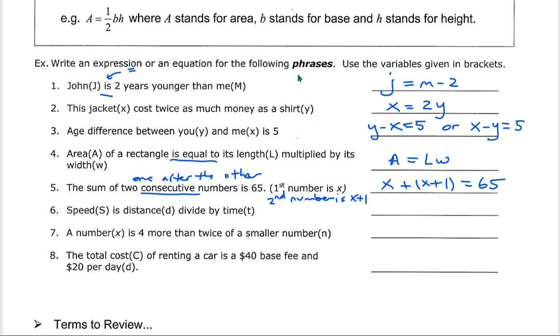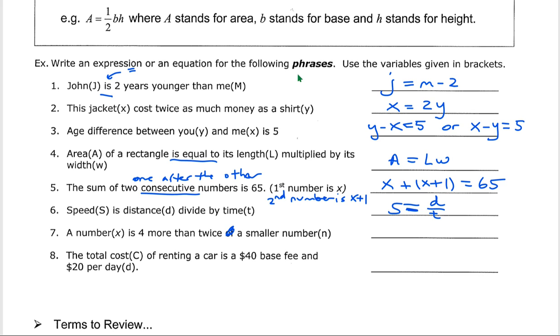Next one, speed is distance divided by time. So speed equals distance divided by time. Just make sure that that looks like equals there. Okay, a number, little x, is 4 more than twice a smaller number. I'm going to take out this "of", there's no "of".